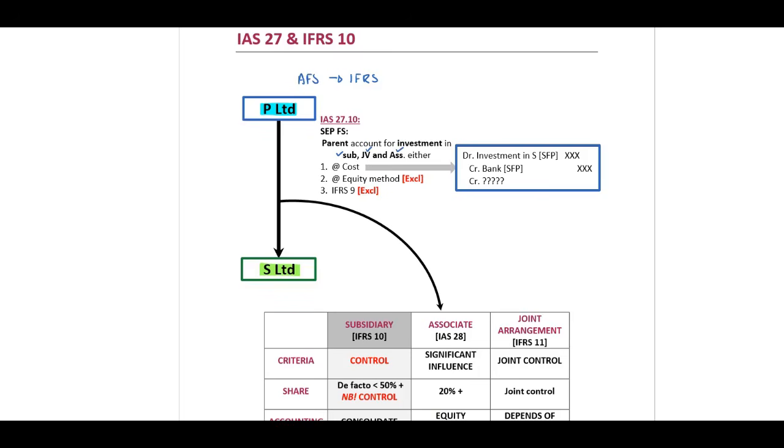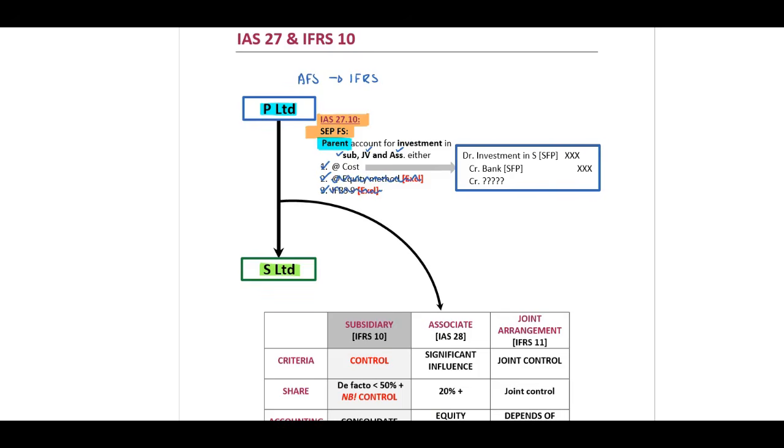But the main thing here is that IAS 27 paragraph 10 indicates to us in the separate financial statements of the parent, which will be P Limited, P Limited can account for the investment in the subsidiary, JV, and associate at either 1, at cost, 2, equity method, or 3, IFRS 9. Now, for SICA's purposes, you don't need to know equity method or IFRS 9.